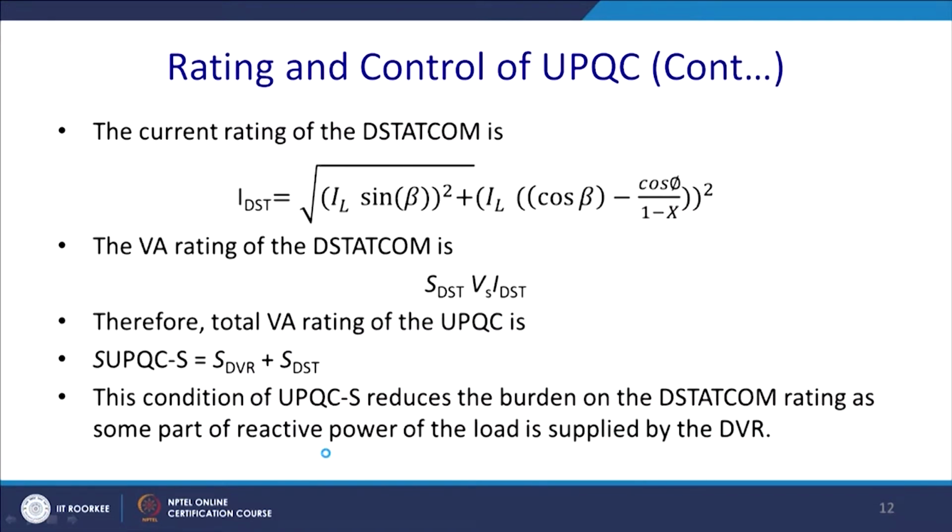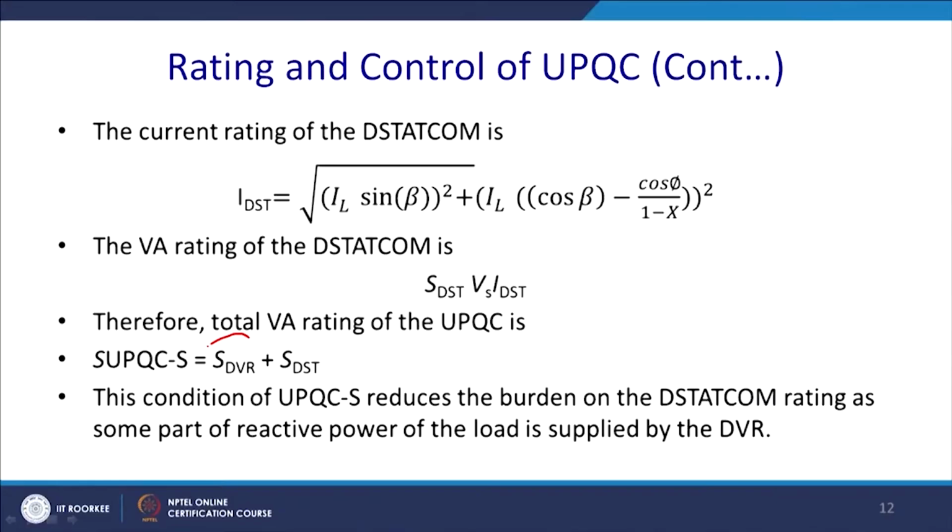Similarly, in case of the I_DSTATCOM we can calculate from the phasor: the square root of (IL sin beta) square plus (IL cos beta minus cos phi by x) square, where x is the voltage sag, and from there we can calculate the value of I_DSTATCOM. Since it is connected with the supply voltage, the shunt converter will see Vs. So, Vs into I_DSTATCOM will be the rating of the D-STATCOM, and therefore the total rating of the UPQC is the DVR rating plus the D-STATCOM rating.